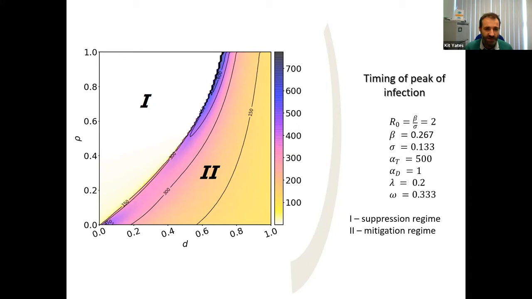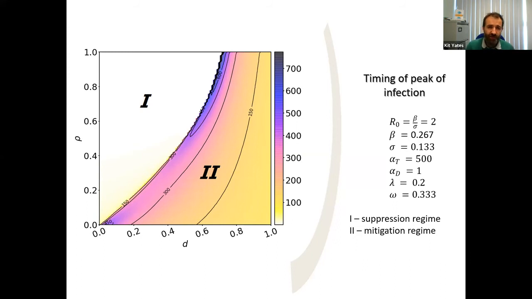It's somewhere around 0.7, for which when you have a high enough proportion of the population being distrusting individuals, it doesn't matter how good your pharmaceutical or non-pharmaceutical interventions are. If no one's taking any notice of them, then you can't suppress the epidemic anymore. So there's this region where it doesn't matter what your value of rho is, you can't suppress the epidemic.